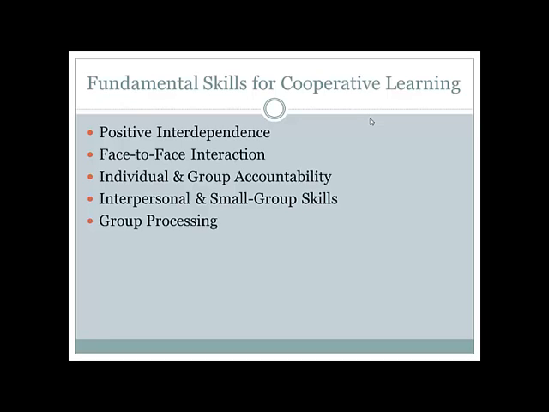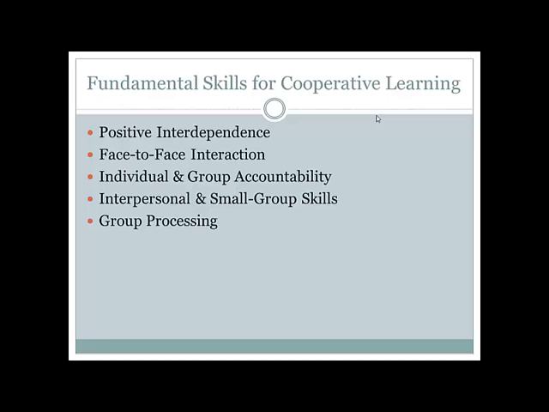Second, we have face-to-face interaction. This is where we promote each other's success. We orally explain how to solve problems, teaching one's knowledge to another, and we check for understanding. We discuss concepts being learned, and we use connecting present with the past learning.